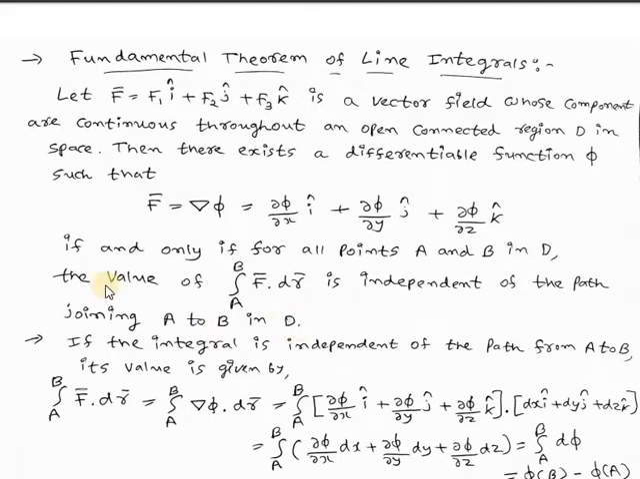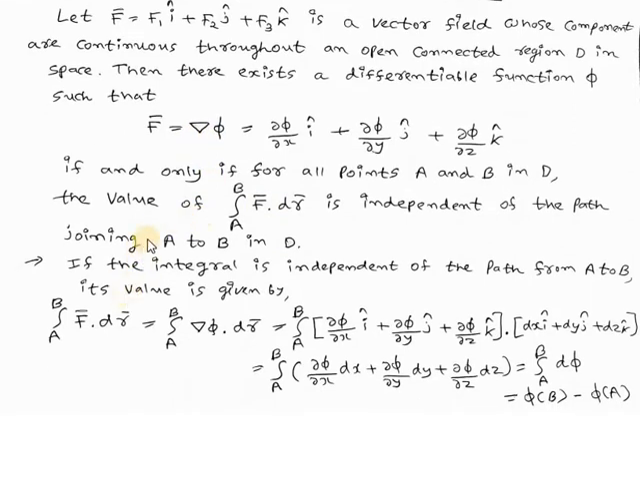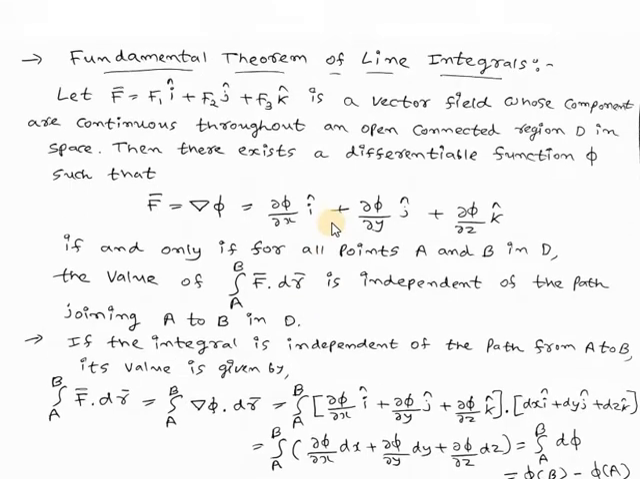This is a very important point. So what is the fundamental theorem? If f bar is equal to gradient phi, then the line integral is independent of the path joining A to B. Independent means the value of the line integral will be the same for all paths. It will not depend on the path. So for that, f bar must be gradient phi.